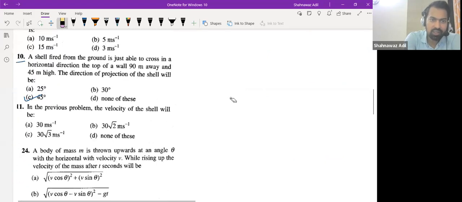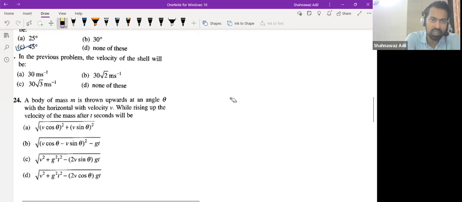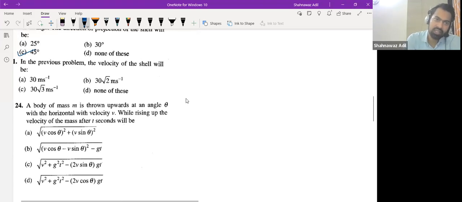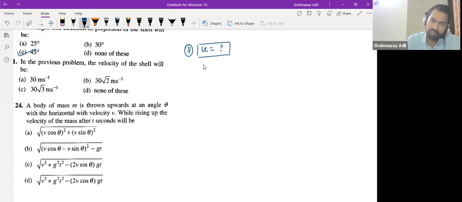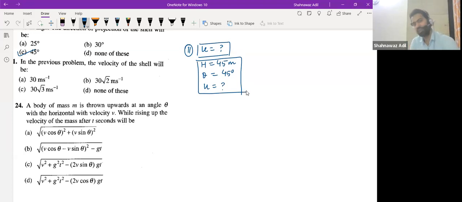So this is the extension of the previous question. In this question, they are saying that we have to find the initial velocity, right? U we have to find. We know that H is 45, and theta is 45 degrees. So we have to find out what is U. Please find out using these relations. Okay, sir.